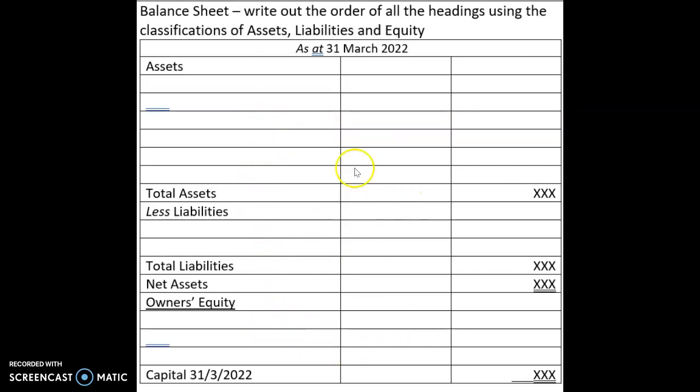So this here is the balance sheet format. Under the balance sheet format, there are different classes of assets, liabilities, and equity. So really we're after our total assets minus our total liabilities gives us our net assets. See, that's double underlined. And our net assets is going to equal our capital at the end. See, that's double underlined as well. So see if we can remember the asset headings.